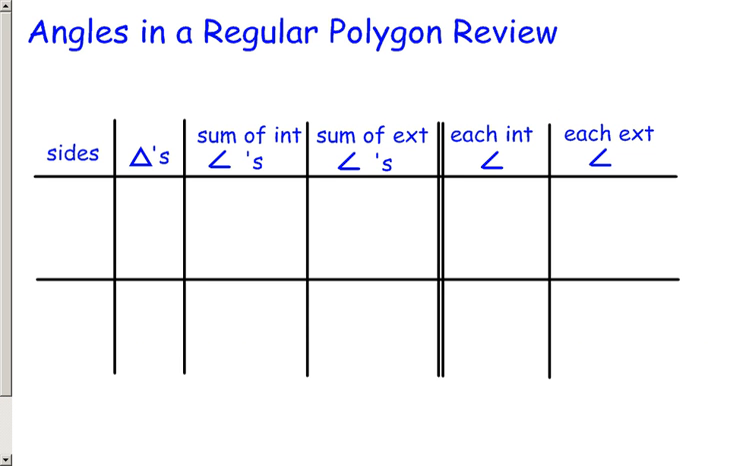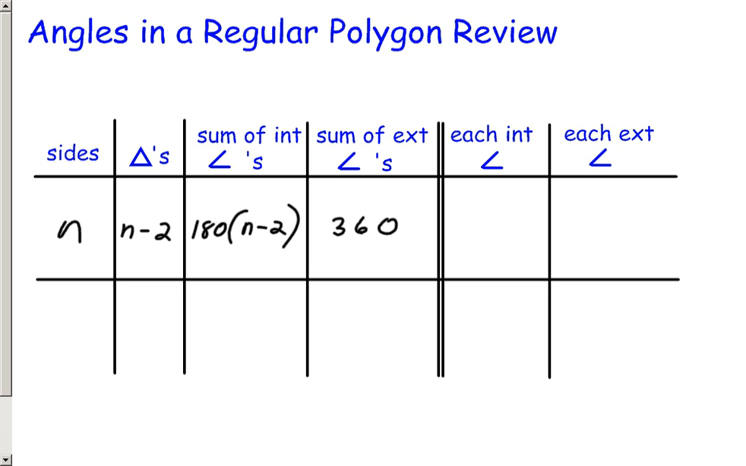Angles in regular polygon review. N is the number of sides. If I have 15 sides, I call it a 15-gon. Otherwise, I call it by however many sides it is, less than 10. 10 sides, decagon, and so on. If there are n sides, there are always n minus 2 triangles, and therefore the sum of the interior angles is 180 times the number of triangles, which is n minus 2. The sum of the exterior angles is always the same. It's always 360. It doesn't matter what shape you're talking about.